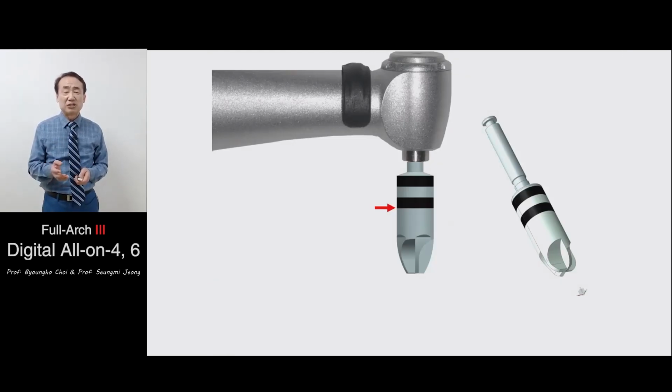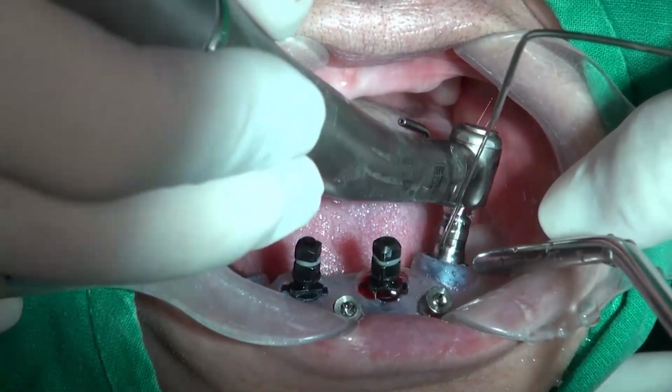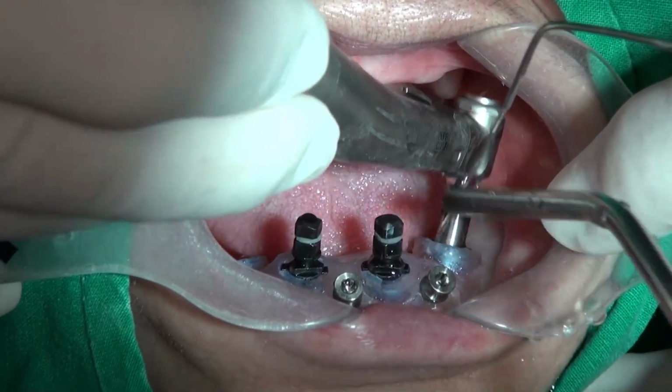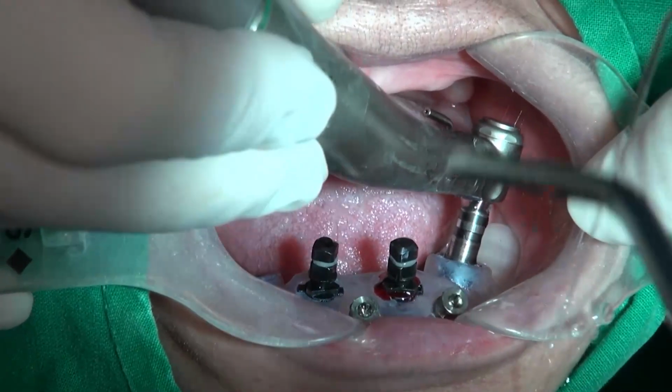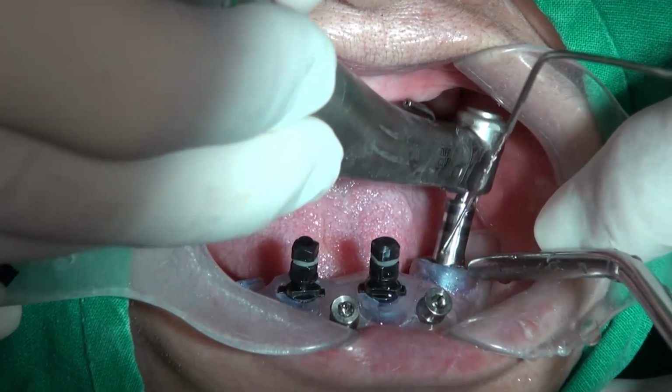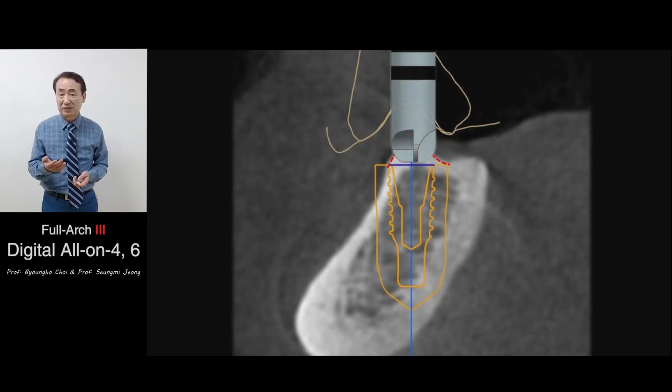This is the bone flattening drill. It has markers. Using the markers, you can control the depth of the drill. You just need to insert the drill into the surgical guide and drill. By drilling, you can make the bone surface flat.